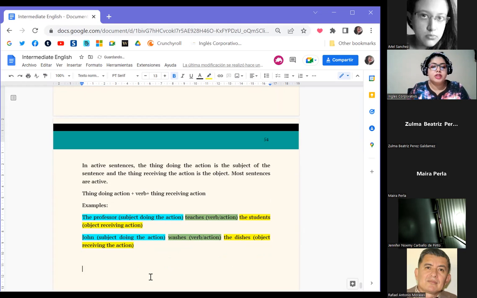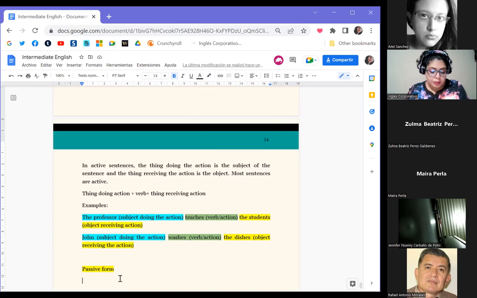So now we are going to talk about the passive form. So it says that in a passive form sentence, the thing receiving the action is the subject of the sentence. And the thing doing the action is optionally included near the end of the sentence.